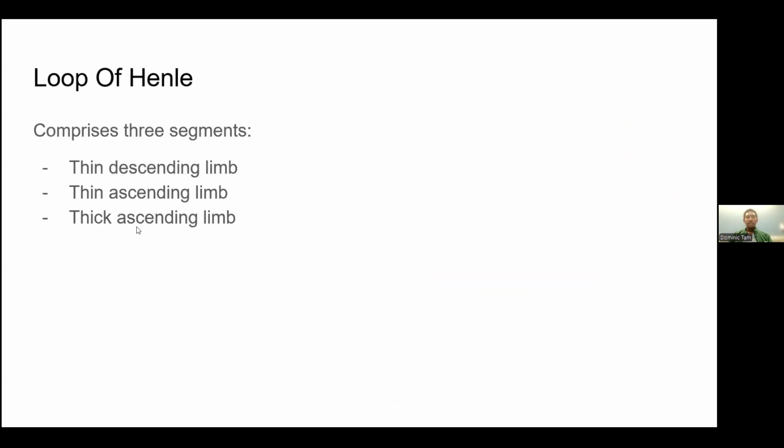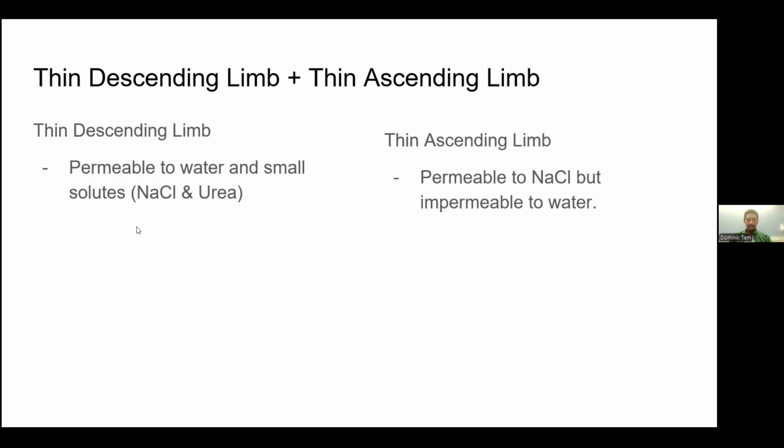So now let's move on to the loop of Henle. The loop of Henle comprises three segments. You have a thin descending limb, a thin ascending limb, and a thick ascending limb, right? And these segments are responsible for what is called countercurrent multiplication, which is coming up shortly.